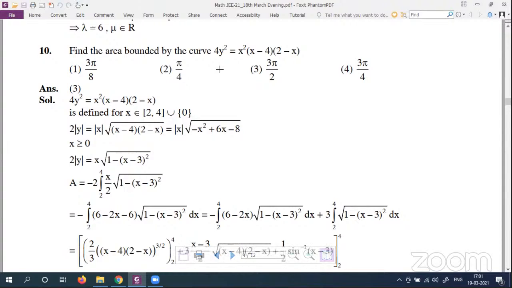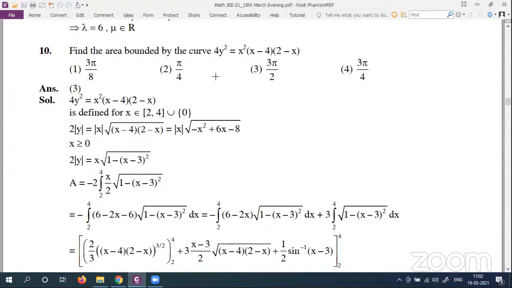So first, if you try to plot the graph of this, when will y become 0? At what points? At 0, at 2 and 4. At all these points, the value of y will become 0. So when will this be positive? y square is always positive. So it's possible only when the value of x is lying between 2 to 4.